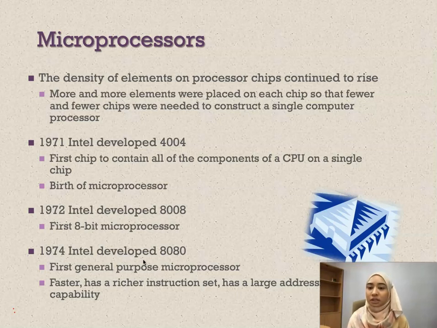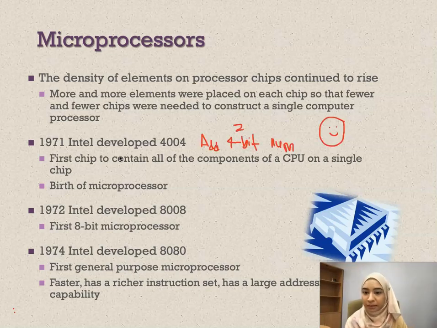A breakthrough was achieved in 1971 by Intel. It developed the 4004, the first chip to contain all components of a CPU on a single chip. What could it do at that time? It was able to add two 4-bit numbers. Excuse my handwriting, very bad. So it could only do that. Very primitive, right? But at that time, that was the capability of our computers.